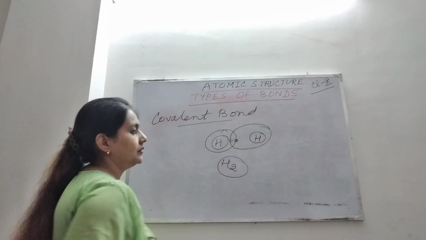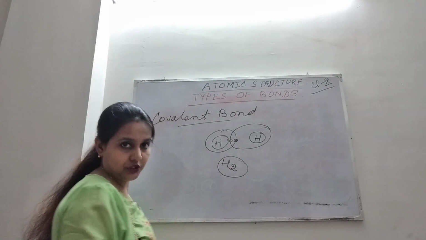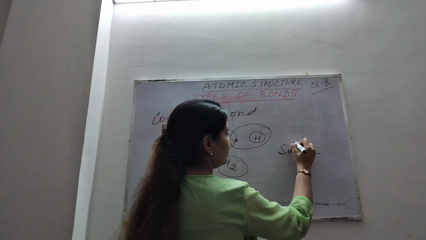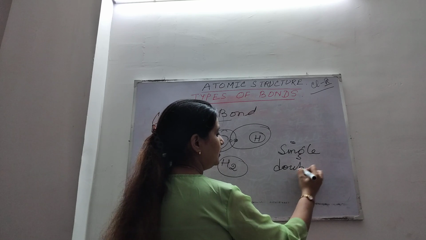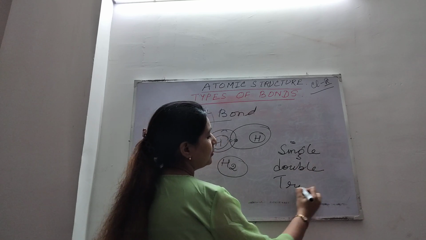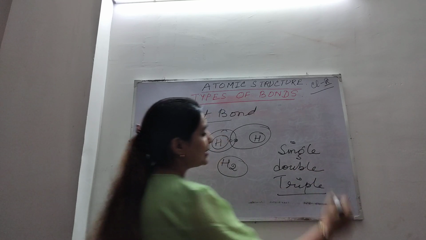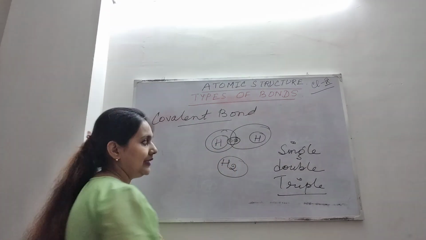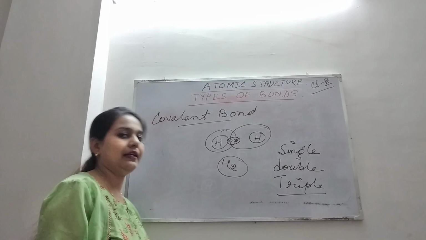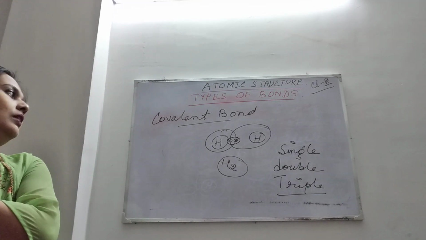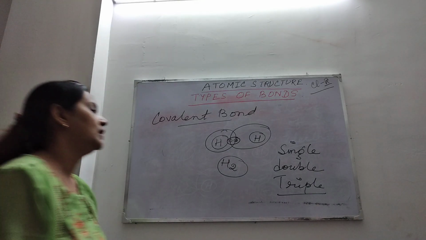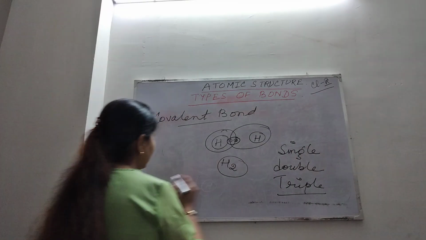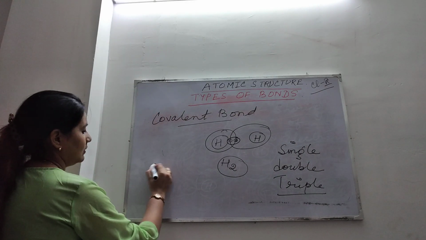There is one bond. Covalent bond can be of three types. One is single covalent bond, double covalent bond, or triple covalent bond. I'll give you an example for each kind. So there is only one bond taking place between the two hydrogen atoms. Hence, we call it a single covalent bond.